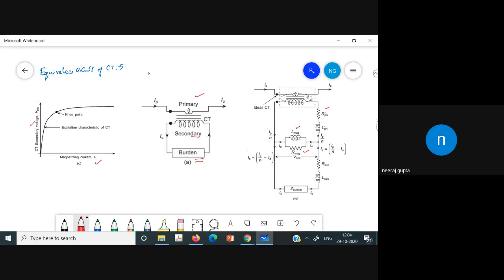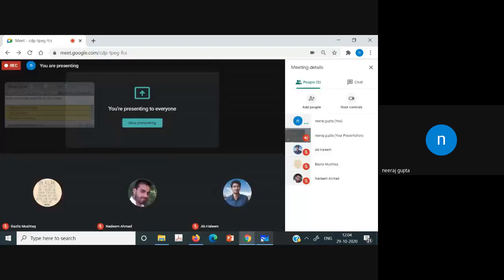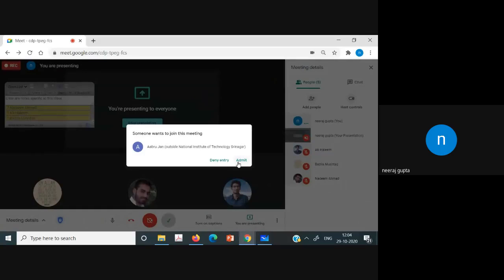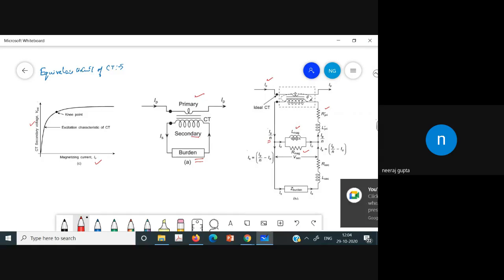Now you will see that the primary current is IP, and on the secondary side it is IP divided by N, and I naught is the magnetizing branch current. This current magnetizes the core, and we have IP minus I naught equals I secondary. This voltage is the V secondary. So this is all about that.